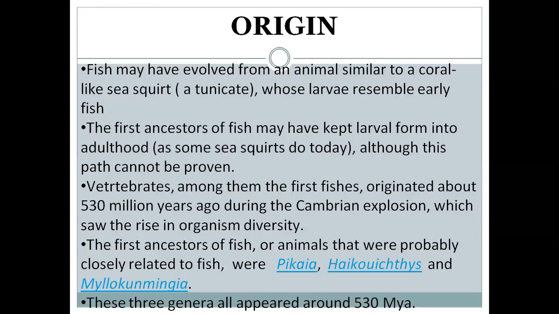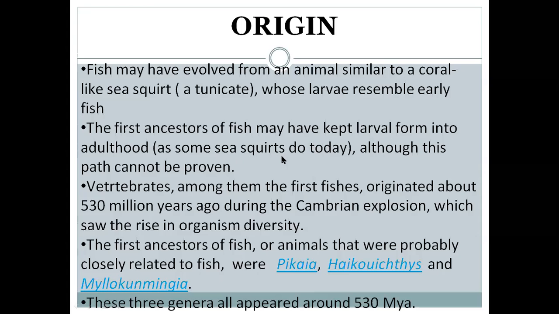So a more developed larva develops into a less developed adult. That phenomenon is called retrogressive metamorphosis. Scientists are of the opinion that the first fishes were similar to the larvae of tunicates. So the first ancestors of fish may have kept the larval form into adulthood.